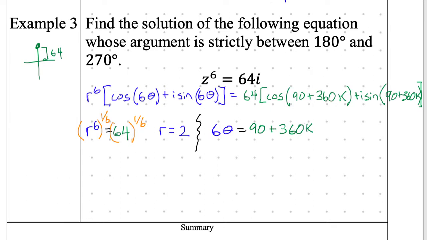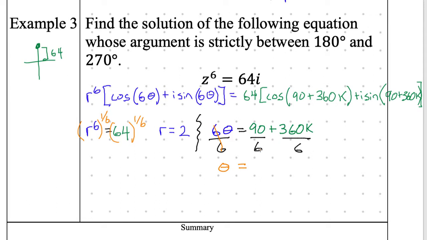All right, now I need to solve for theta, not for k. We know what k is. It's some integer. Theta, we don't know. So let's go ahead and divide both sides by 6. So we have to divide each of these by 6. And when I do that, I get theta by itself because the 6 cancels out.